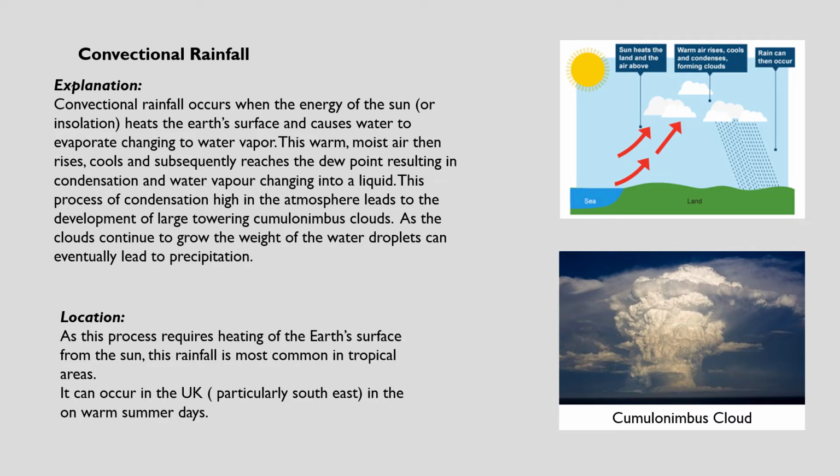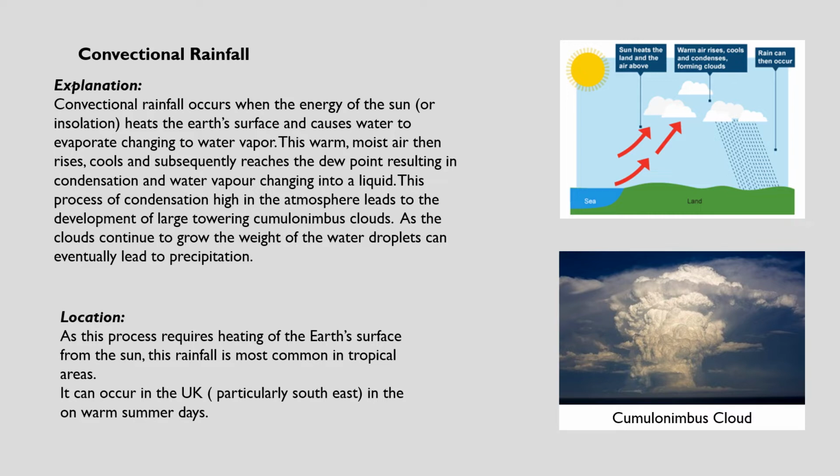That's going to start to then rise upwards, cool down when it reaches higher points in the atmosphere, reaching that dew point, as I said on the slide before, and it's going to result in that condensation and that water vapour changing into a liquid. The process of condensation, in this case, because it happens relatively quickly and with relatively large amounts of water, leads to the development of large towering cumulonimbus clouds, which are storm clouds.